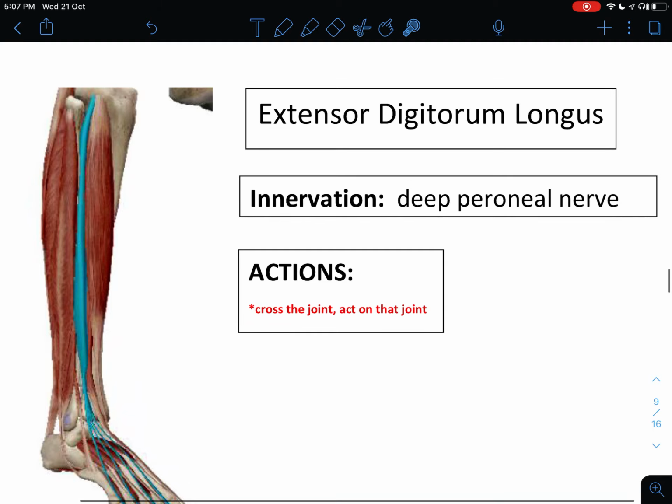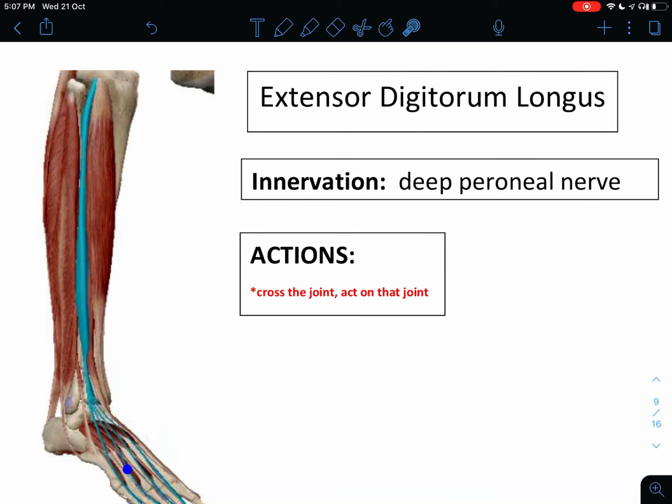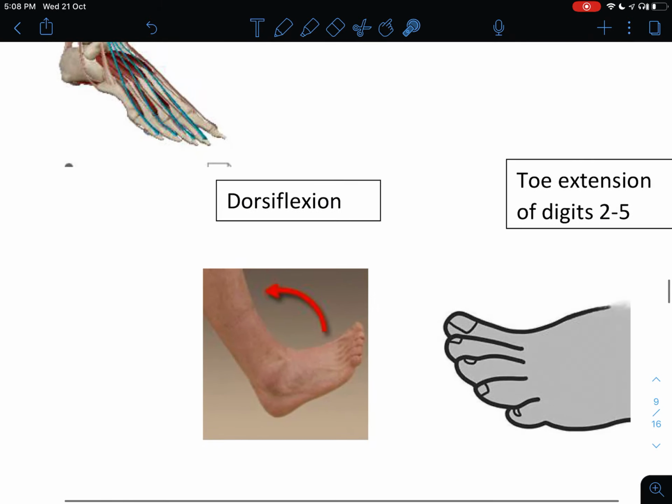Next, we have our extensor digitorum longus. You heard that digitorum longus term before, again with the webbed structure, but this time it's an extensor, meaning it's in the front of the leg, versus the flexors, which are in the back of the leg. And it's innervated by the deep peroneal nerve, and its actions are dorsiflexion and extension of digits 2, 3, 4, and 5.